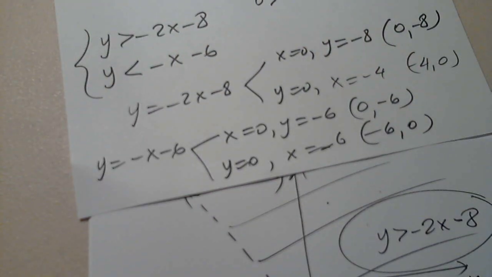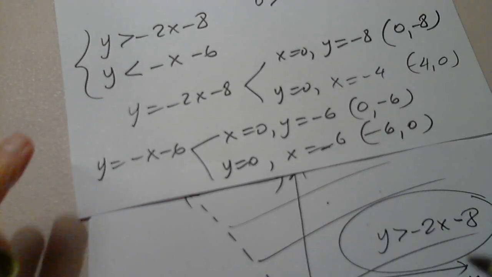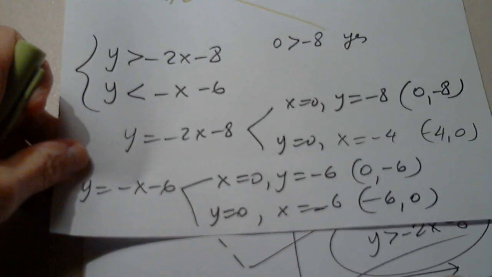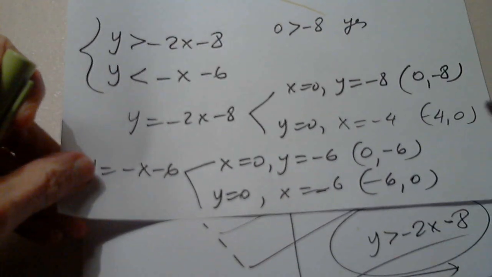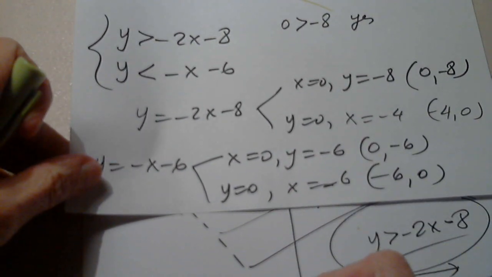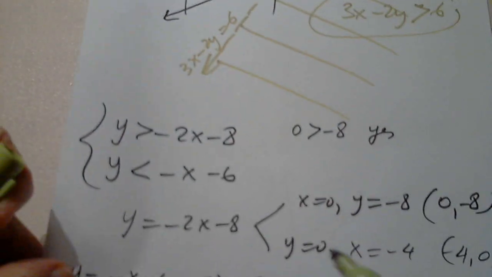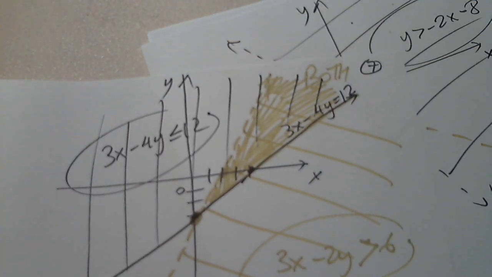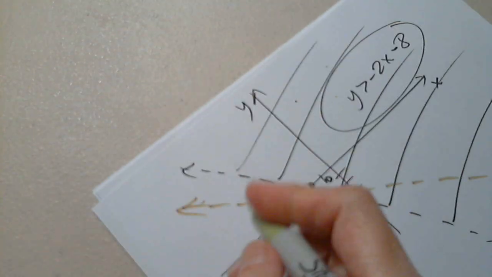Now I put in the second equation. 0, negative 6, 2, 4, 6, negative 6, 0, 4, 6. Solid? No. Okay. I only graph the equation, which is y equals negative x minus 6.